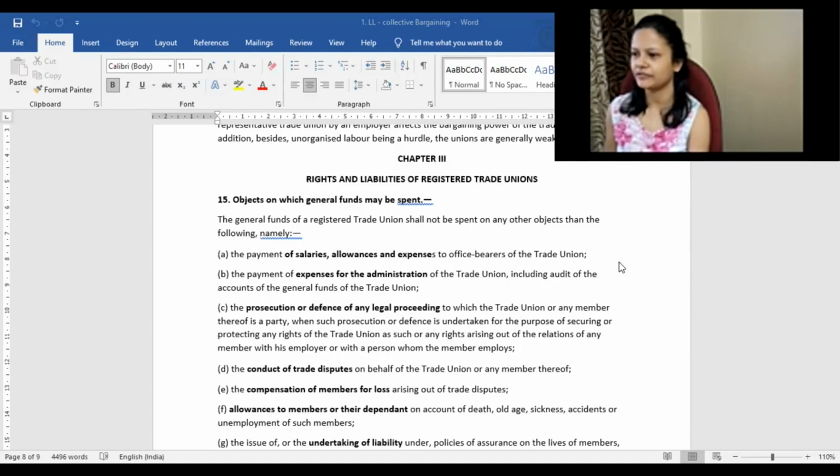So we have that provision given in Unit 1 relating to their obligations or rights of a registered trade union, or immunities or problems.